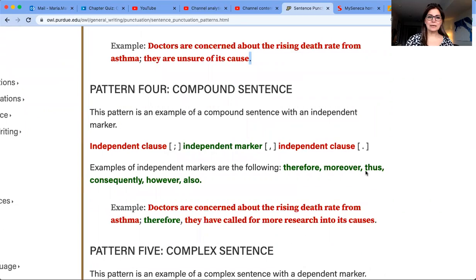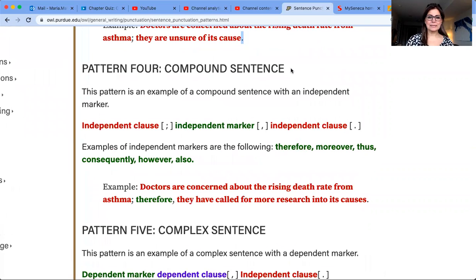The next style of punctuation in the compound sentences is you have a semicolon, you also have a comma, and you also have a period. This is busy somehow. How do you do that? You have independent clauses. Imagine you have more than one complete idea or more than one complete sentence. We call them independent ideas.